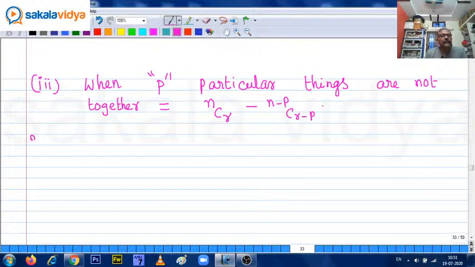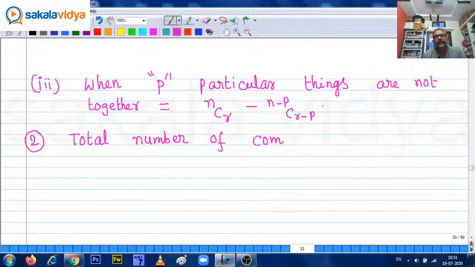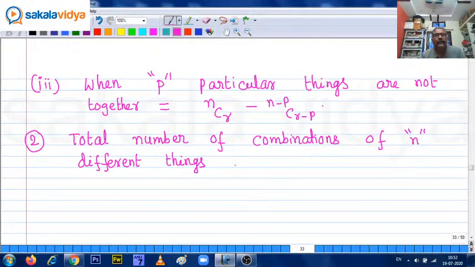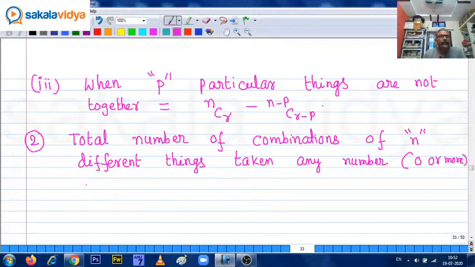Next, second important point. Total number of combinations of n different things taken any number, that means 0 or more at a time, is. Okay, what is the answer? You will expect it now.